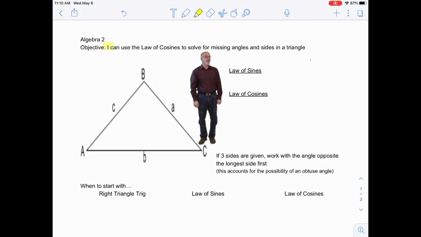This lesson is on the law of cosines, and our objective is to be able to use that to solve triangle sides and angles in a triangle. We've used the law of sines already, which, if you recall, is the sine of an angle over its opposite side. So sine of A over A, sine of B over B, sine of C over C. We set up a proportion with two of those ratios and solve for something missing.